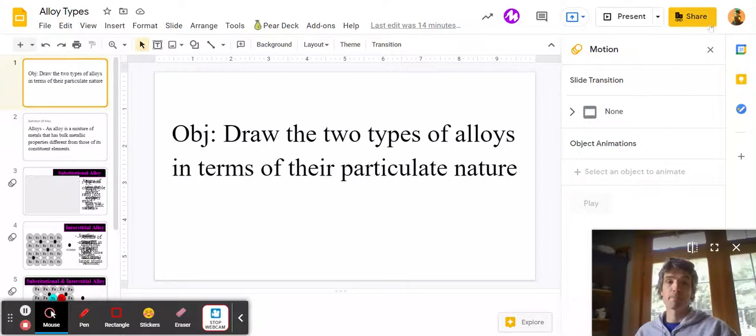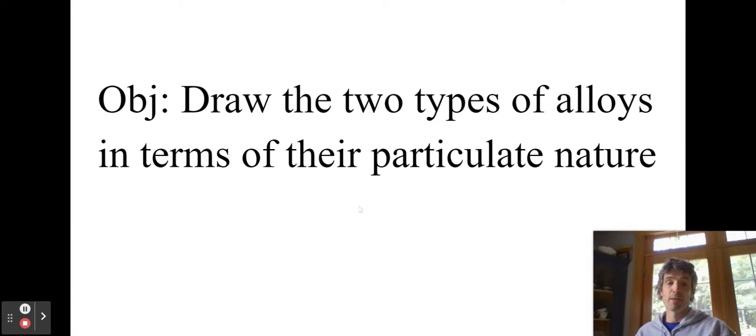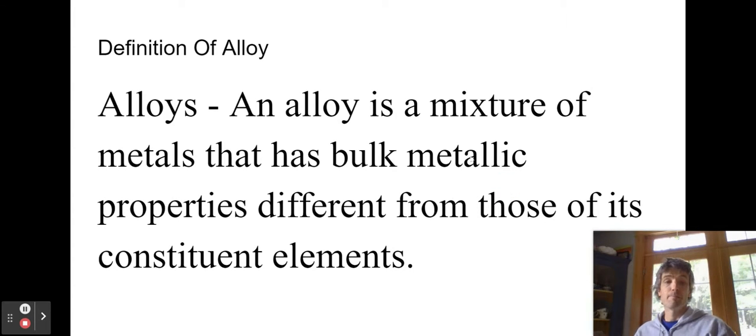There are two types of alloys. One is based upon atoms having similar atomic radius, and in the other you basically fit the atoms between two or more atoms, which I'm going to show you. All right, so here is our objective. When they say particular nature, that means the atoms themselves. This is a great definition.